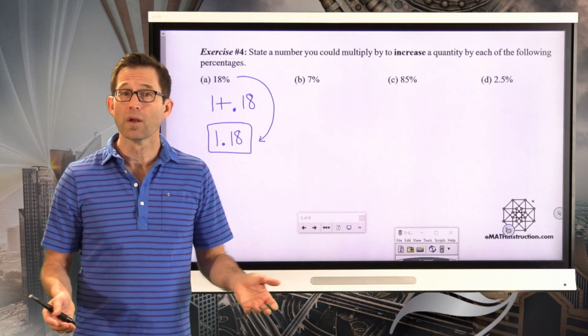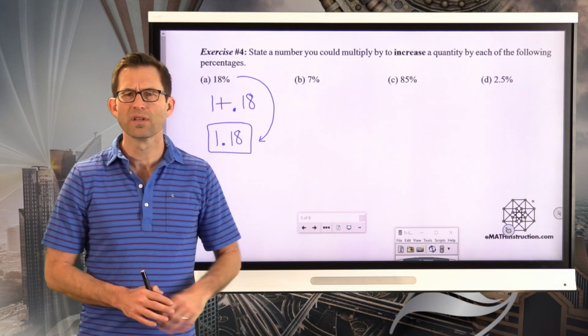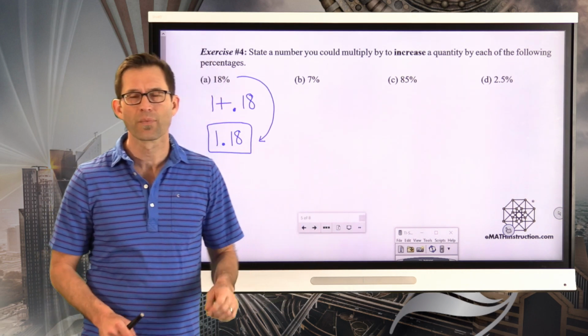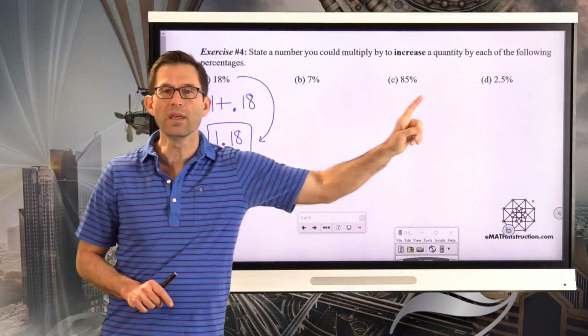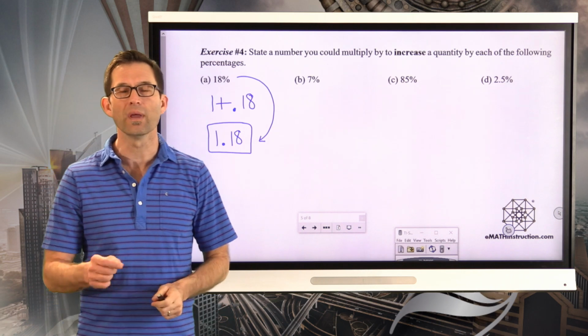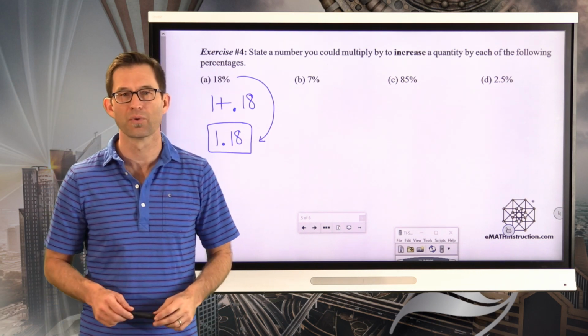Now, these can be a little bit tricky, but especially if the percents kind of get like that. So pause the video now and see if you understand what's going on here. Tell me a number in each case that you could multiply by to increase something by that particular percent.